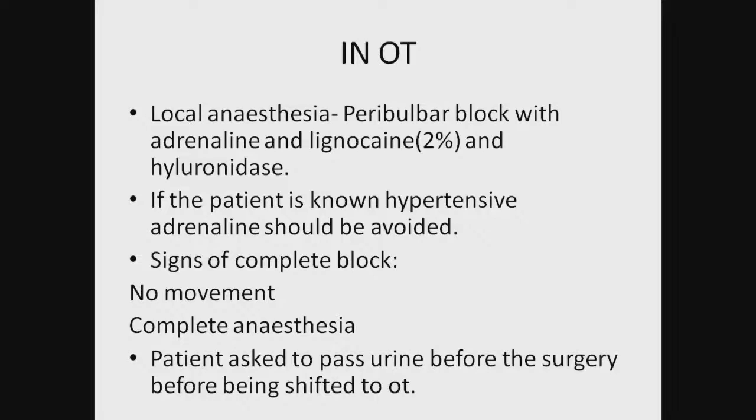How will you come to know that there is a peribulbar block? Ask the patient to look upward, downward, on the side, and if there are no movements, it means there is a block, and then you can proceed for the surgery. So it indicates complete anesthesia is there.